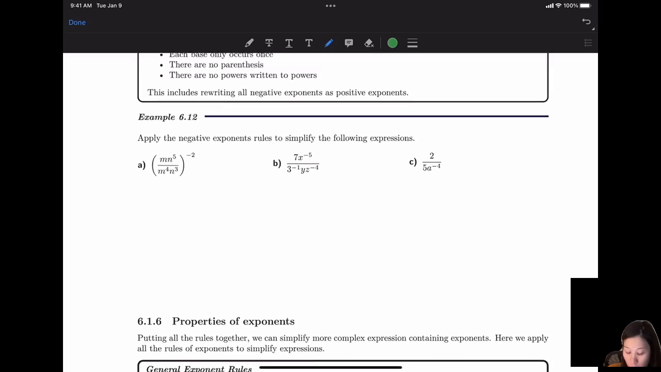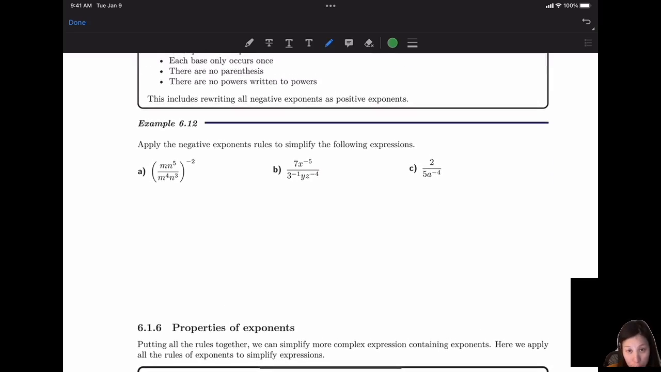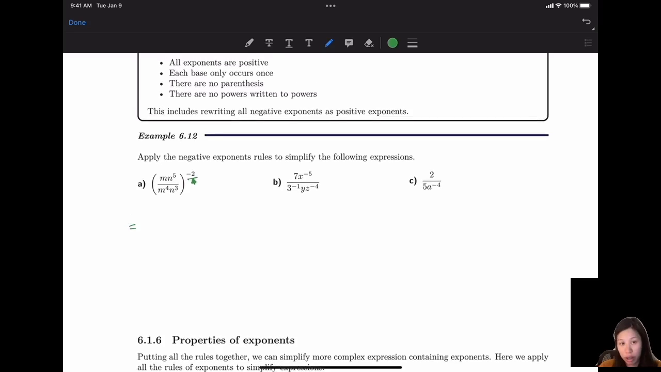Okay, so pause the video and try to do that by yourself. Okay, welcome back. So let's see. Now we see a negative. The first thing we do is we flip everything inside the parentheses, whatever has the negative exponent, to make the negative become positive. So here is m to the fourth, m to the third, because we flip them upside down. I have m to the fifth to the second power.